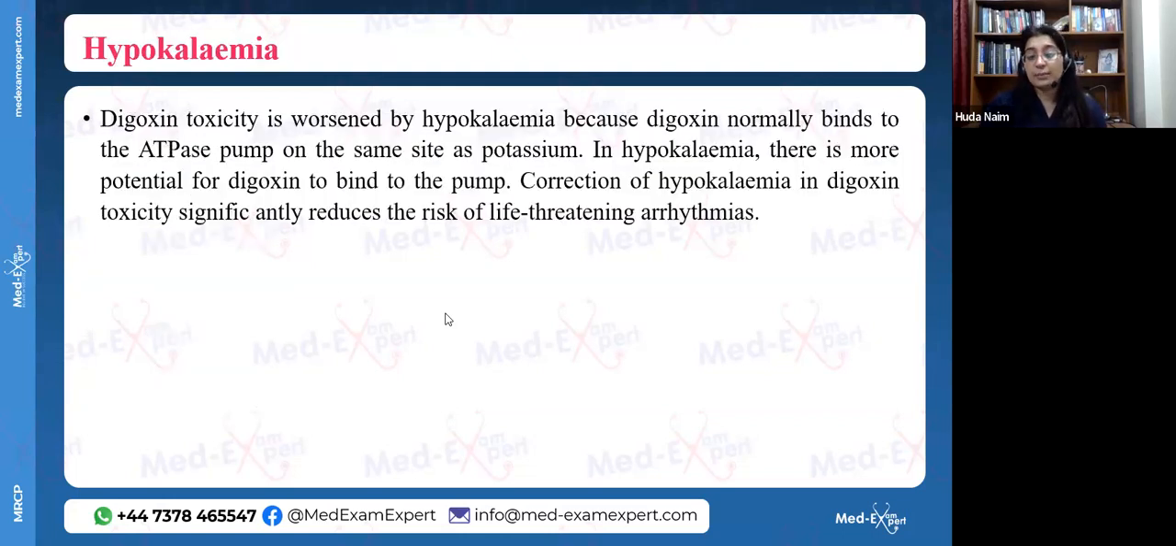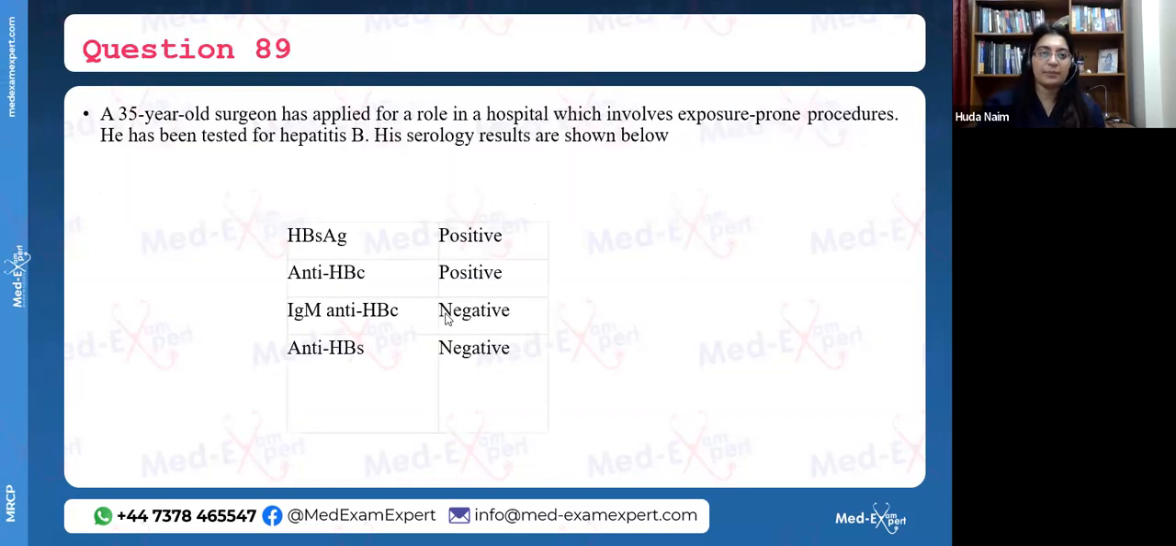So hypokalemia would lead to digoxin toxicity, and how would you reverse it? You would correct the hypokalemia, and at the same time the toxicity would get better. All of the other ECG findings can be there. The patient can develop torsades de pointes. They can develop all kinds of arrhythmias. But the main one that's characteristic of a person taking digoxin is the reverse tick sign. Okay.